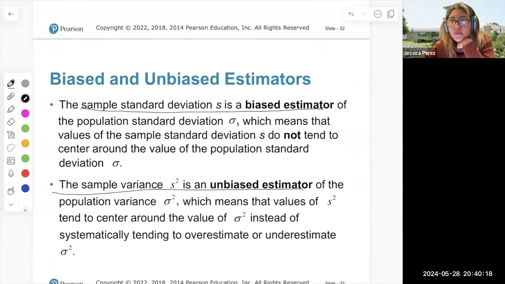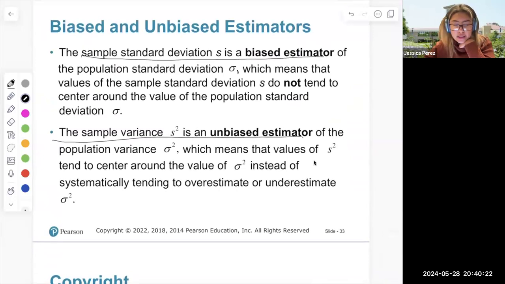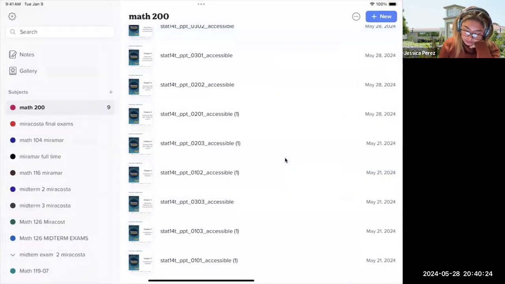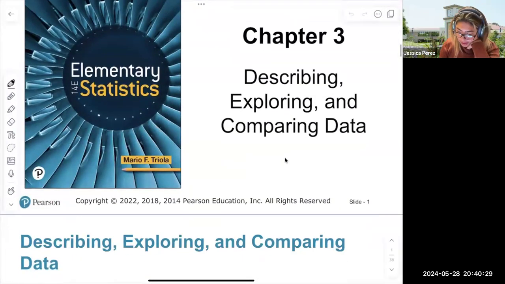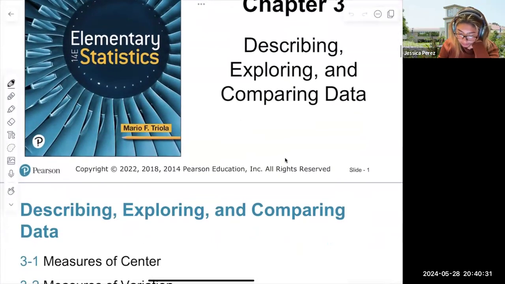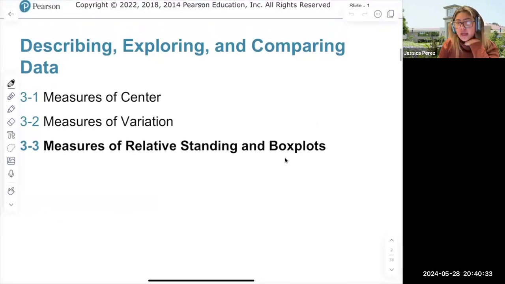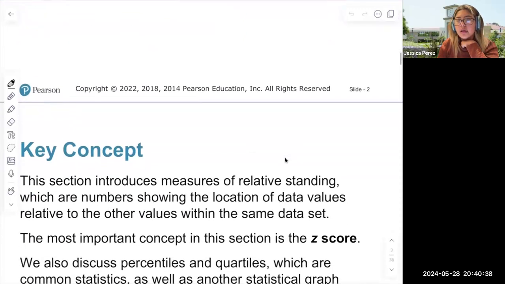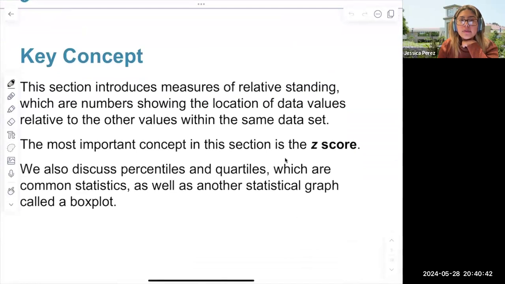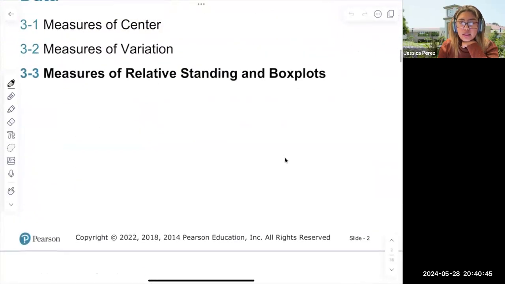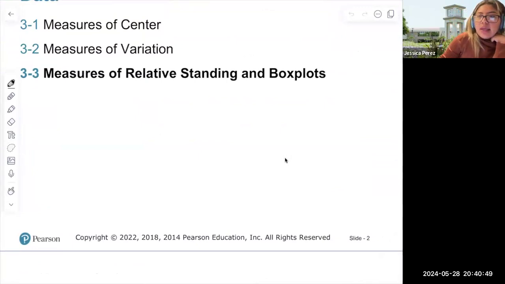Okay, so we do have 20 more minutes, and let's continue to section 3.3, and that is going to be the end of our lecture today. And I'm not sure if we're going to be able to finish because it's 38 slides. So let's attempt to complete what we can. Section 3.3: measures of relative standing and box plots.